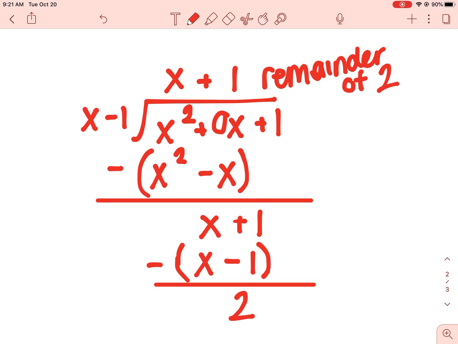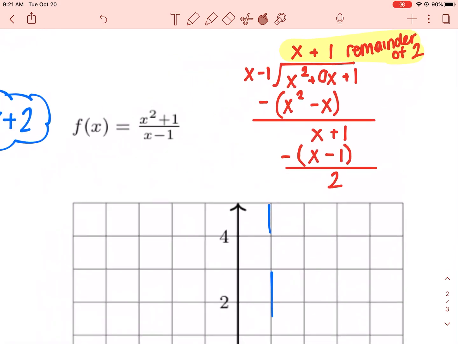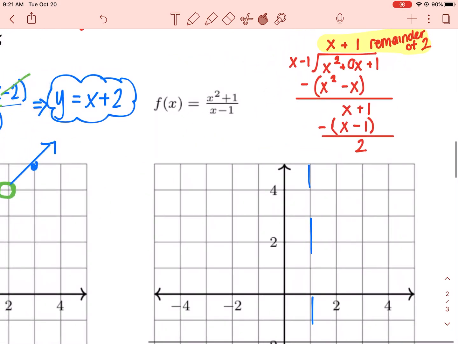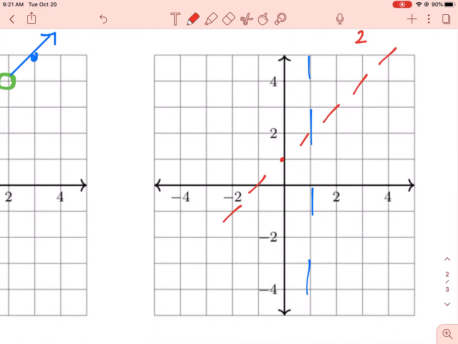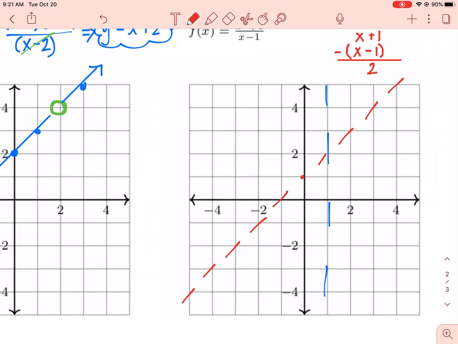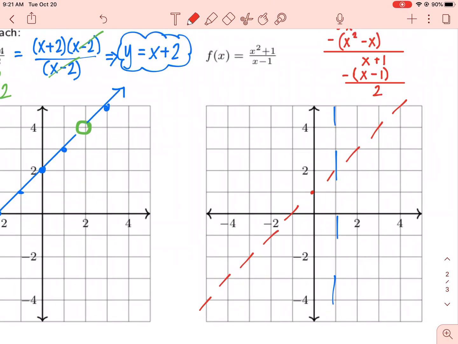of 2. That is your slant asymptote. Now the remainder of 2 is not actually super critical at this point, so we're just going to ignore it and just realize that x plus 1 is my slant, or oblique, asymptote. Well, it just means you graph that. You go 0, 1, and then a slope of 1. So it's this dashed line right here, trying to make it as straight as possible, is my oblique asymptote. It's going to hug my graph.